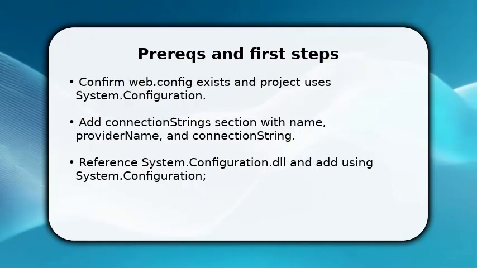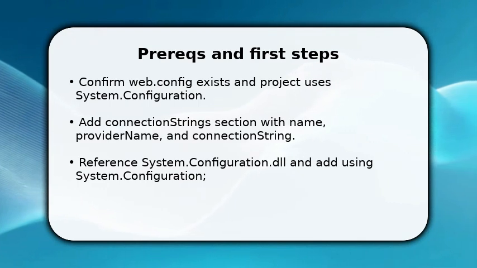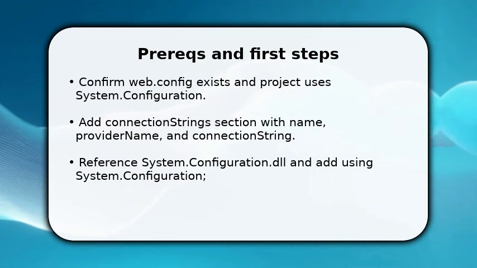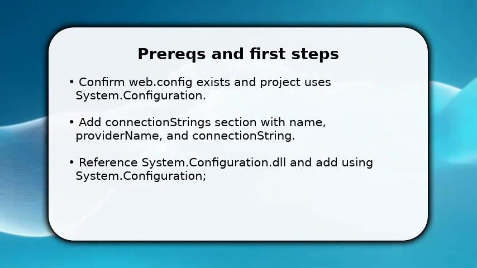You start by verifying prerequisites: a web.config in your ASP.NET project, and a reference to System.Configuration. Now add a connection strings section and define a named entry with provider name and the connection string value. Once done, add the assembly reference and include using System.Configuration in your code file. This lets you access configuration at runtime.